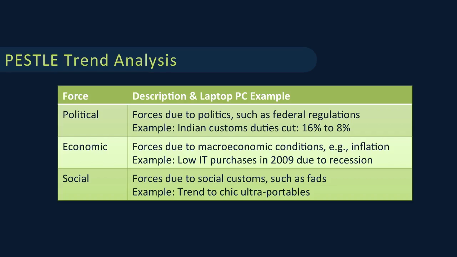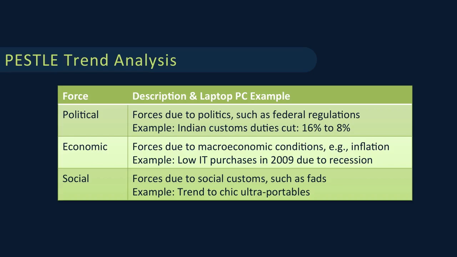The first force in Pestle is political, such as changes in the market due to federal regulations. For example, India cut their customs duties from 16% to 8%, increasing demand for PCs in that country. The second force is economic, such as impacts from inflation. For example, overall information technology, or IT, purchases fell in 2009 due to the recessionary pressures of that time.